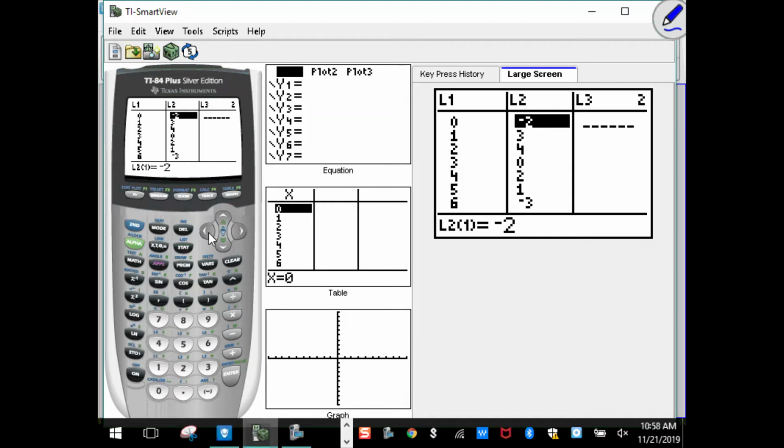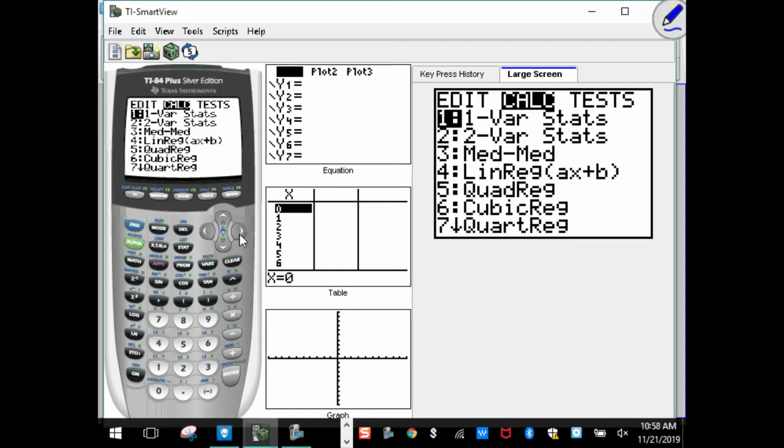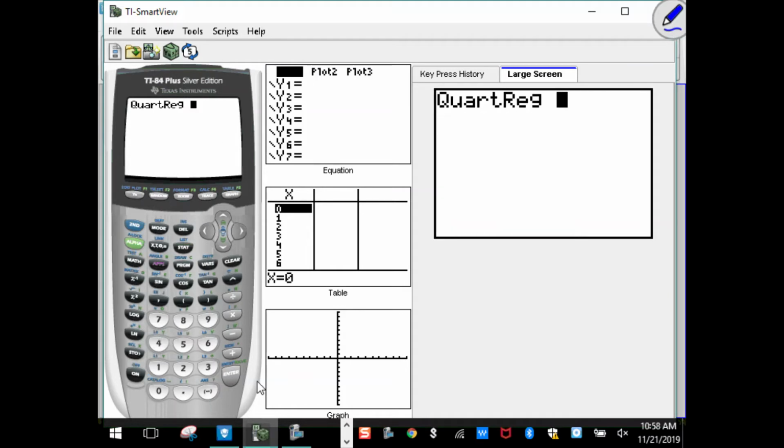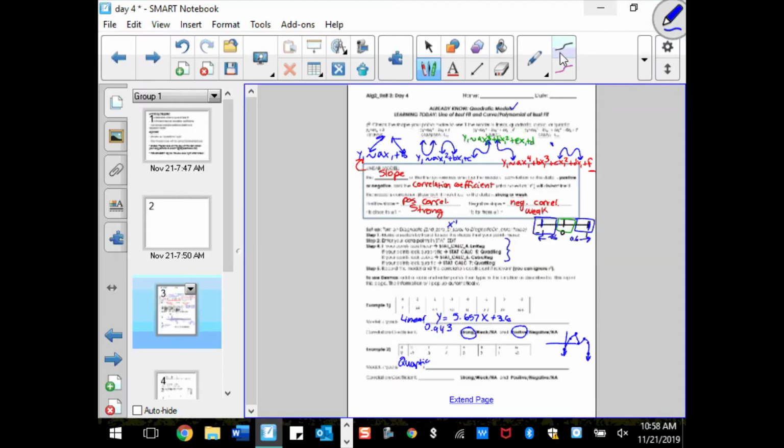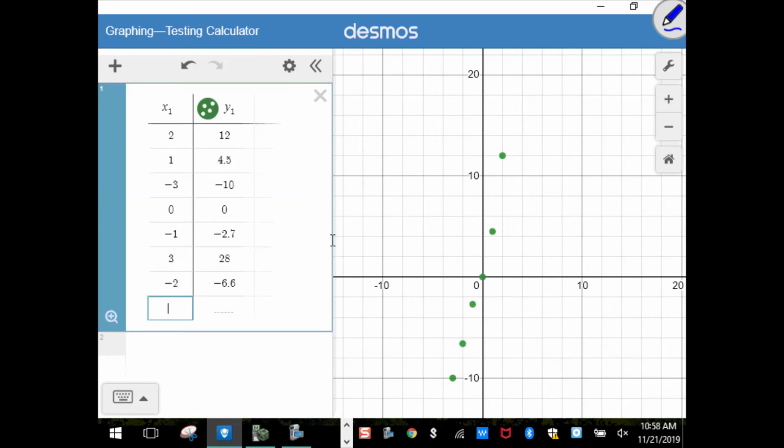Are these those points? I tried to enter them earlier. Yes. You would enter the points in, your X's and your Y's. Then you would go to Stat, Calc, and then the quartic option is 7. And then it gives you everything you need. Okay? It's a lot faster to use the handheld calculator. However, you will get the same numbers if you use Desmos. So if you guys do not have a handheld calculator and would like to use Desmos, you can do that.